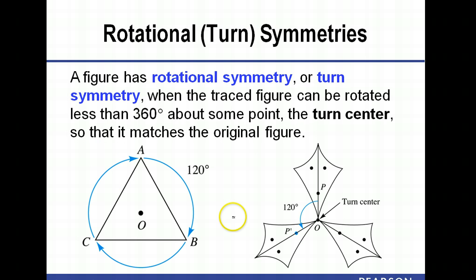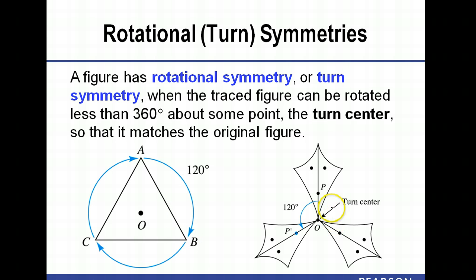So there's not just line symmetry, there's also what's called rotational or turn symmetry. We say a figure has rotational symmetry or turn symmetry when the figure can be rotated less than 360 degrees, less than a full rotation, about some point called the turn center, so that it matches the original figure. For example, in this triangle, if we turn it 120 degrees, going this way, the triangle will look exactly the same.